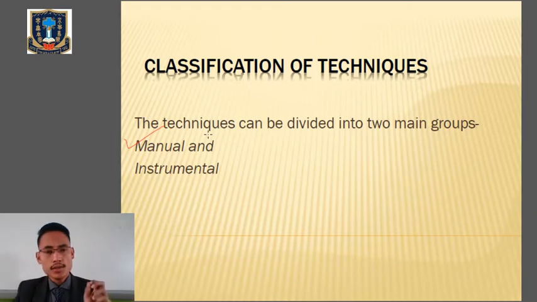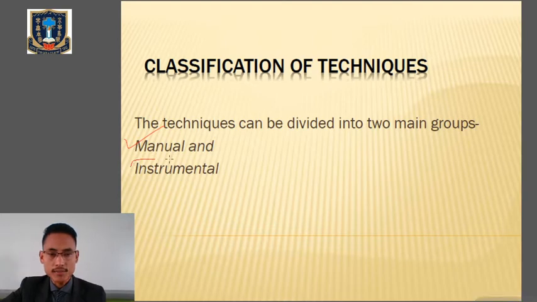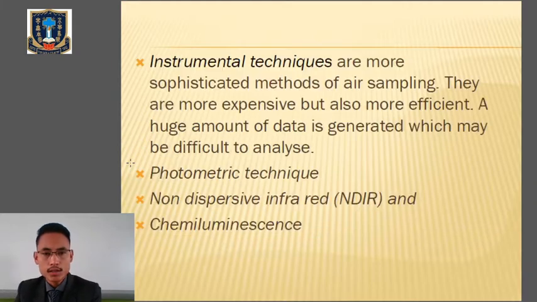Now today we will discuss the next group or technique, which is called the instrumental technique. So what does instrumental technique mean? When we learned about the manual technique, we learned that it was labor intensive and provided limited information, but it was cheap, easy to use, did not need electricity, and could be used in multiple locations since it was user friendly.